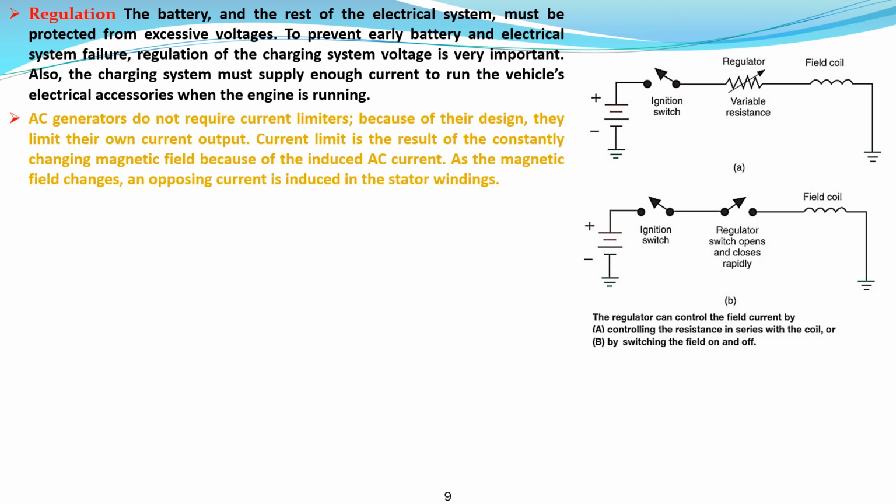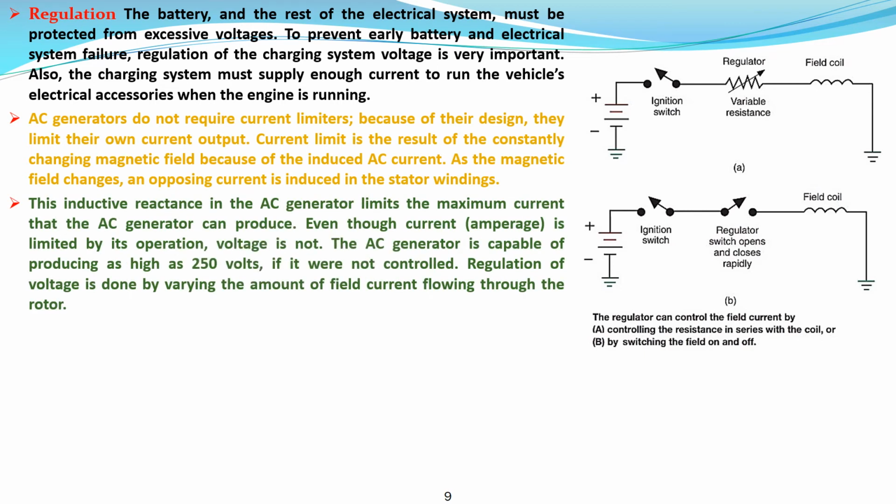AC generators do not require current limiters because of their design. They limit their own current output. Current limit is the result of the constantly changing magnetic field because of the induced AC current. As the magnetic field changes, an opposing current is induced in the stator windings. The inductive reactance in the AC generator limits the maximum current that the AC generator can produce.